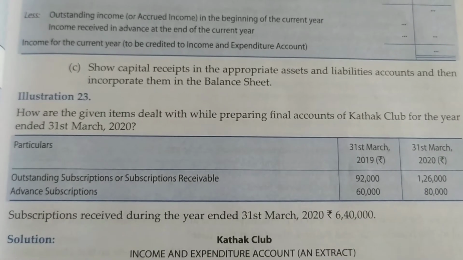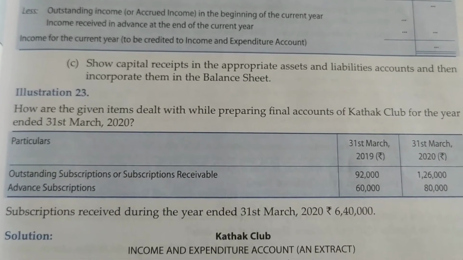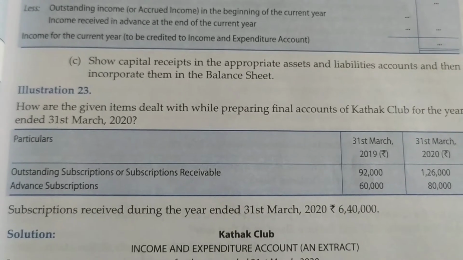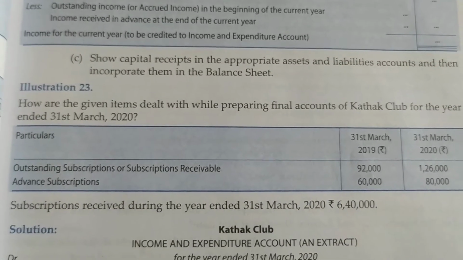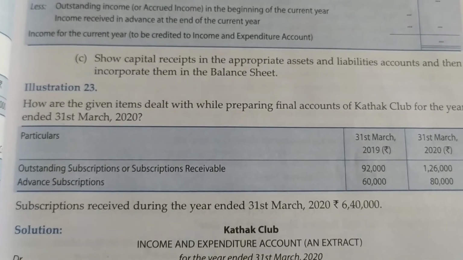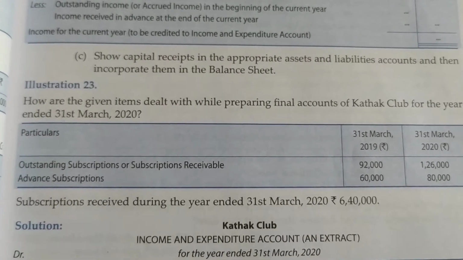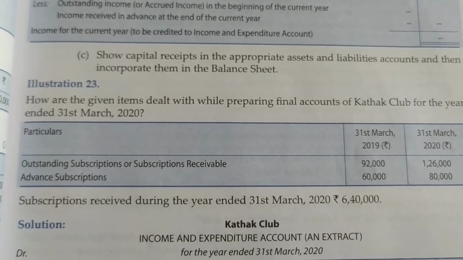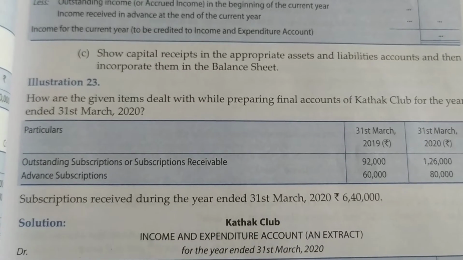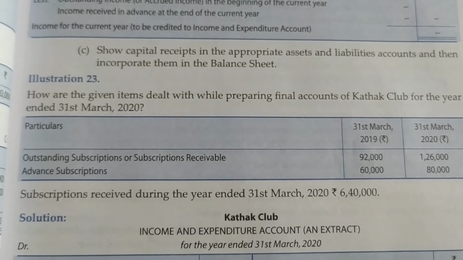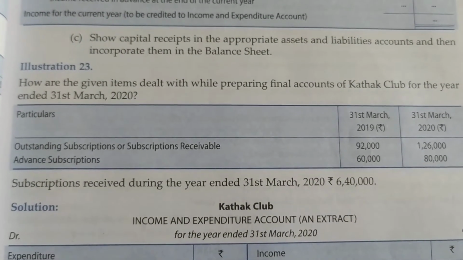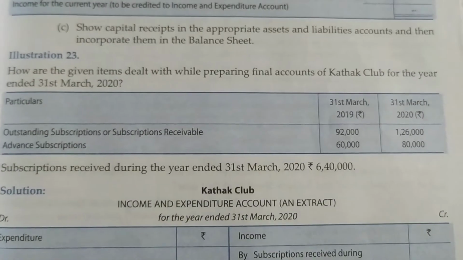Now we are going to solve a sum on the basis of this question. The question is, how are the given items dealt with while preparing the final accounts of Kathak Club for the year ended 31st March 2020? Now the year ended is 31st March 2020. So the current financial year will be 1st April 2019 to 31st March 2020. And items are given of 2019 and 2020.